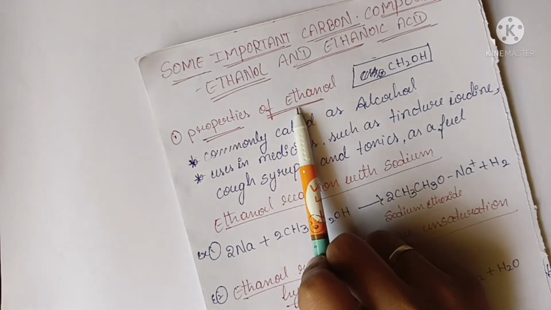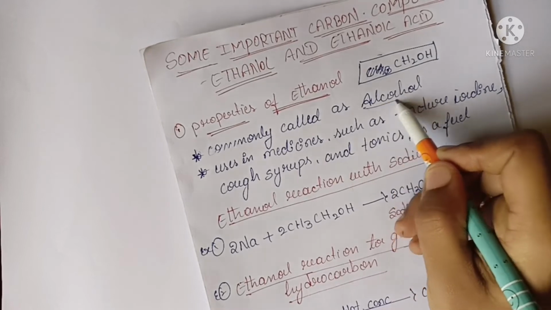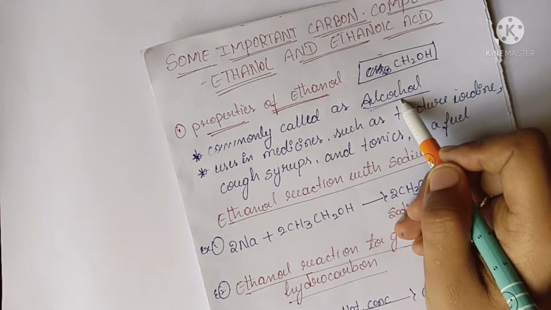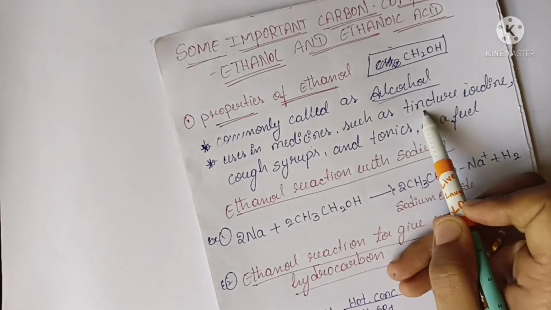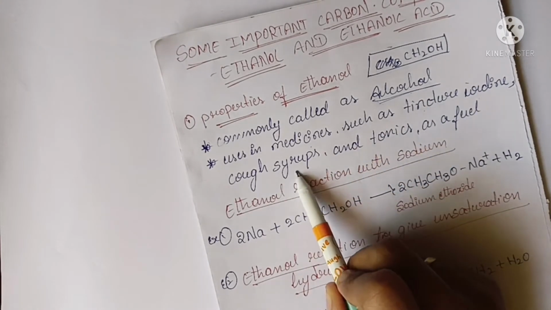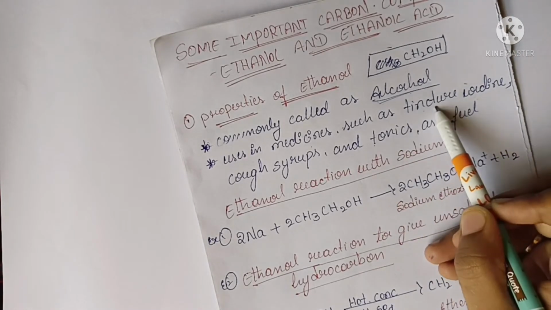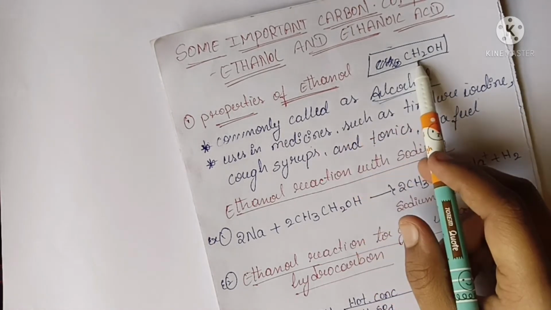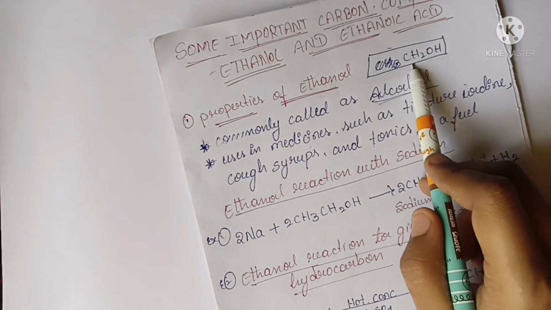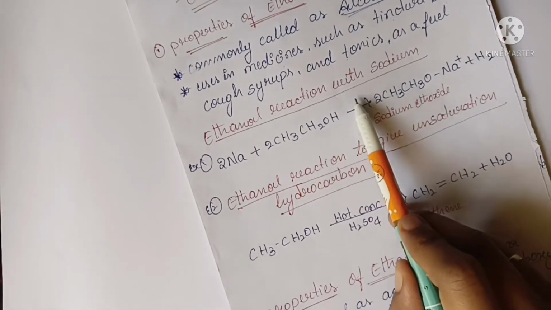Ethanol is something we hear about on a daily basis. The common name we are going to call it is alcohol. You all know about this, isn't it? It is also used in medicine such as tonic, iodine, cough syrup, and as a fuel. So it is a tincture. In this we are going to use this ethanol, and the formula of this ethanol is as you see here, C2H5OH.